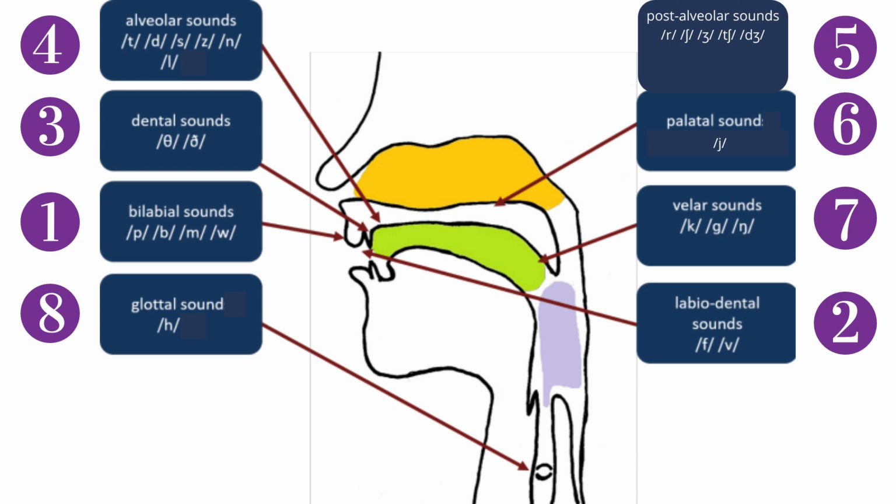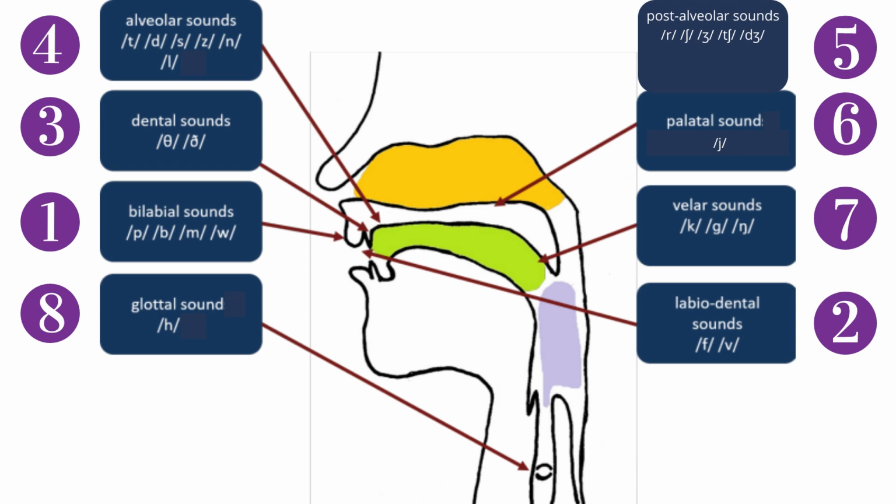Next, we have velar. For velar sounds, the back of the tongue moves towards the soft palate or the velum. Again, for velar sounds, the back of your tongue comes in contact with your velum. So in the English language, our velar sounds are k, g, and ng.